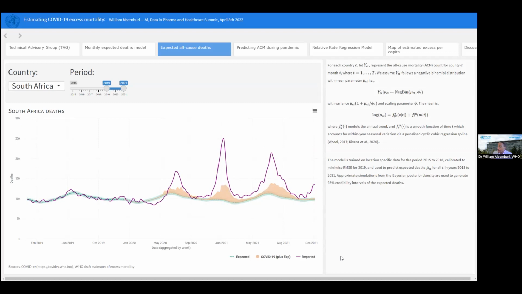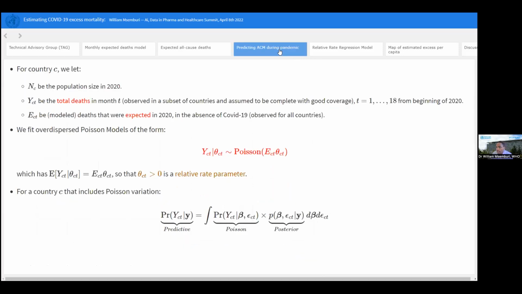So this model is trained on the location-specific data for the period 2015 to 2018. Then we calibrate it to minimize the root mean square error for 2019. And we use the calibrated model to then predict the expected deaths for all years from 2019 to 2021. The approximate simulations from the Bayesian posterior density of this model are used to generate the 95% credibility intervals. So this is the model for the places with data in 2020 and 2021. Now, for those countries that I showed in yellow, the places without data, we have to predict the all-cause mortality for the period.